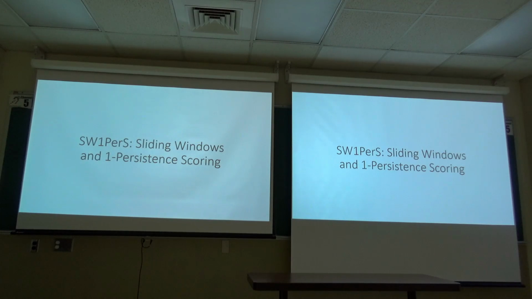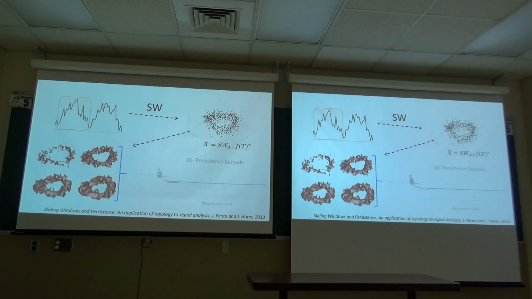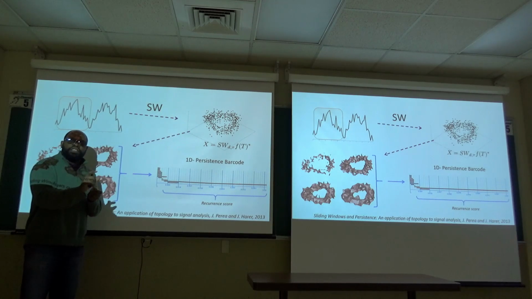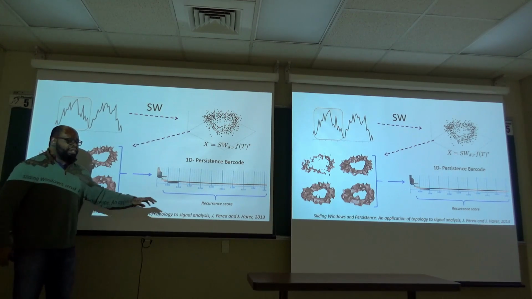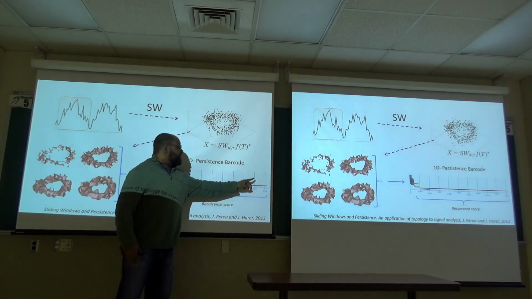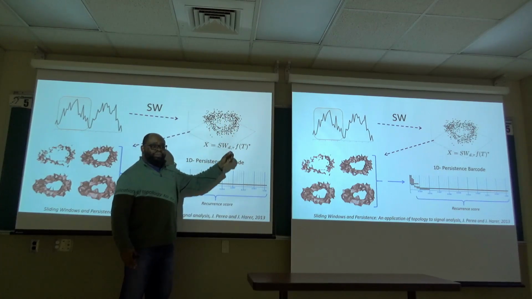So this method is called SW1PerS. It stands for sliding windows and one-dimensional persistence scoring. I'll explain what the persistence is in a second. We've already seen it. But again, the idea is take your time series, do the sliding window technique, and what we do now is compute these barcodes, right? So you remember how we were changing the epsilon, joining things that were epsilon close, and holes appeared and disappeared. So the idea is that if there's a long bar in here, that should be indicative of a loop in the original time series.